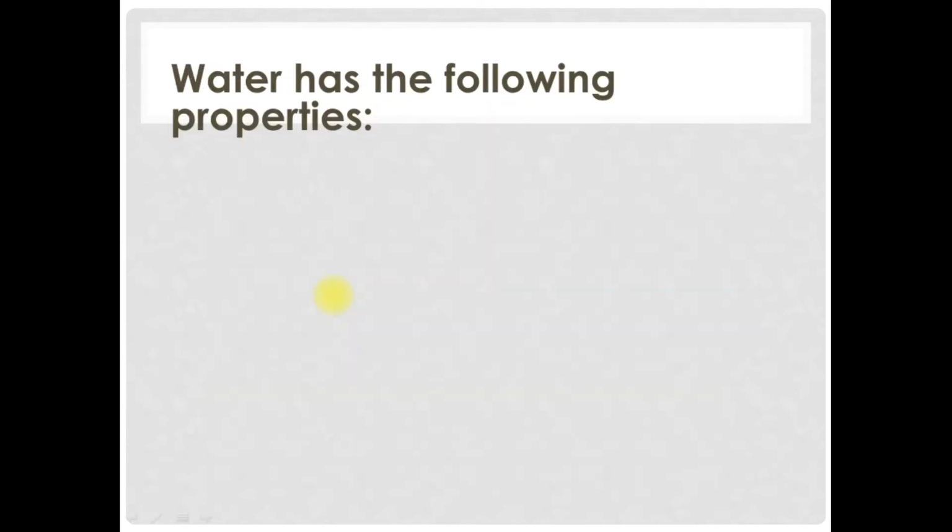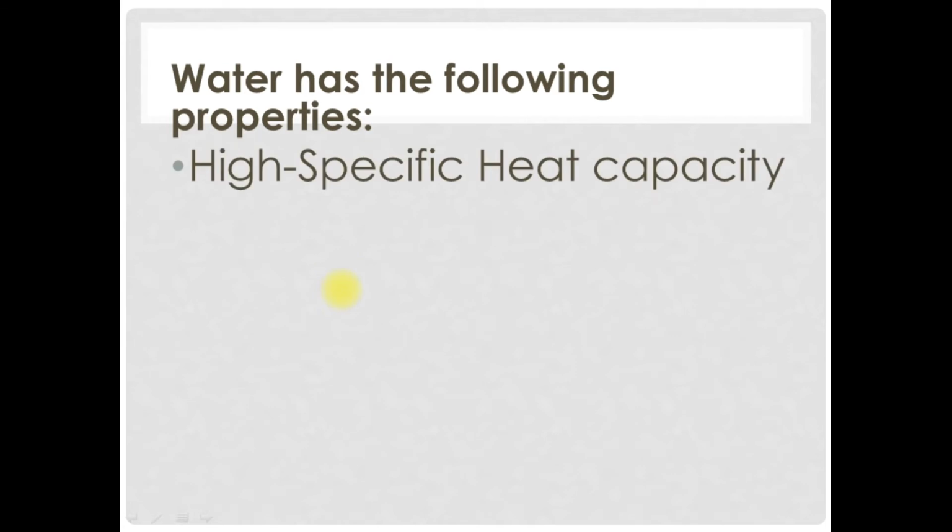Now let's take a look at the properties of water. So water has the following properties. First of all, we want to look at the high specific heat capacity of water. Water has a high specific heat capacity. Specific heat capacity is the amount of energy needed to change the temperature of 1 kg of water by 1 degree Celsius. And water has a very high specific heat capacity.